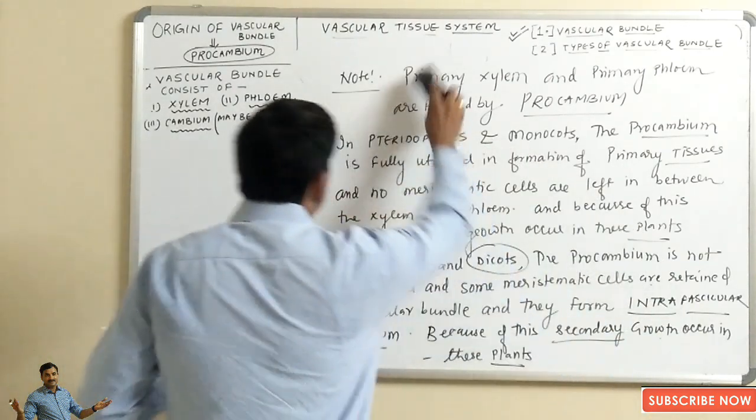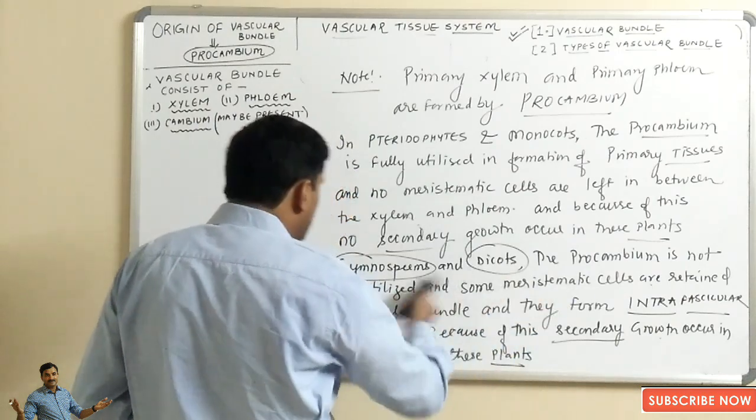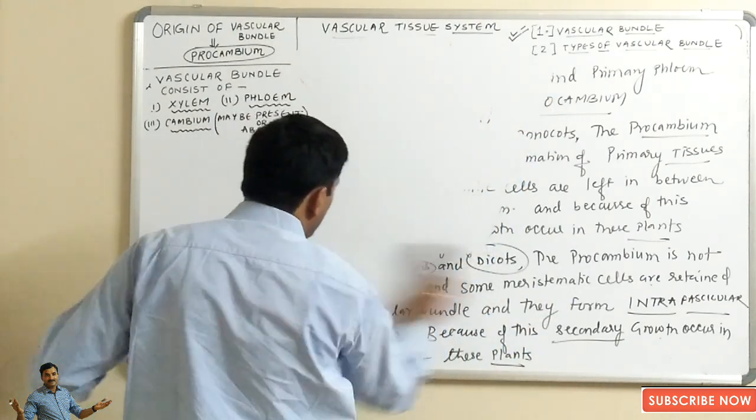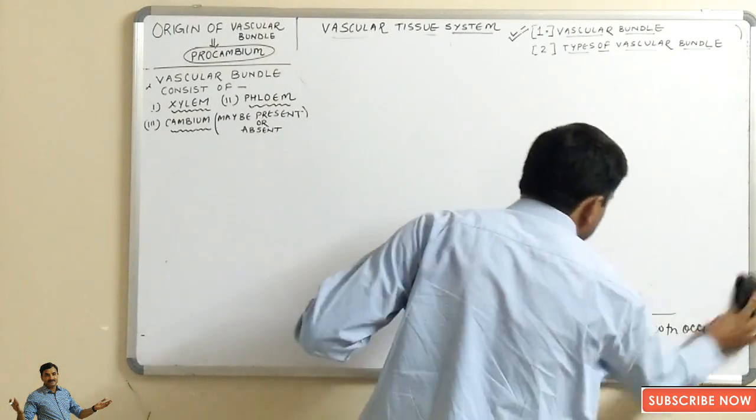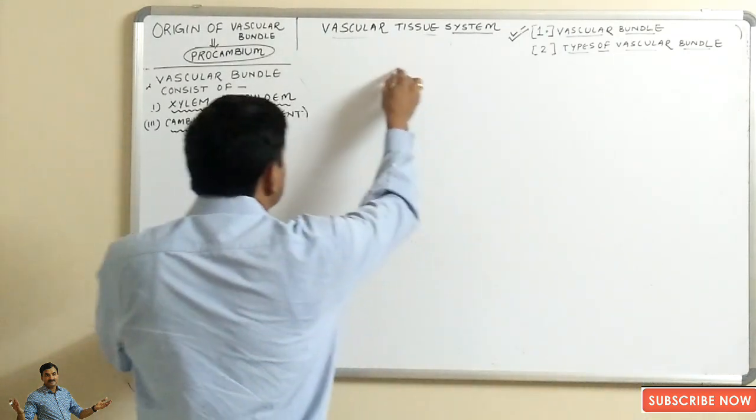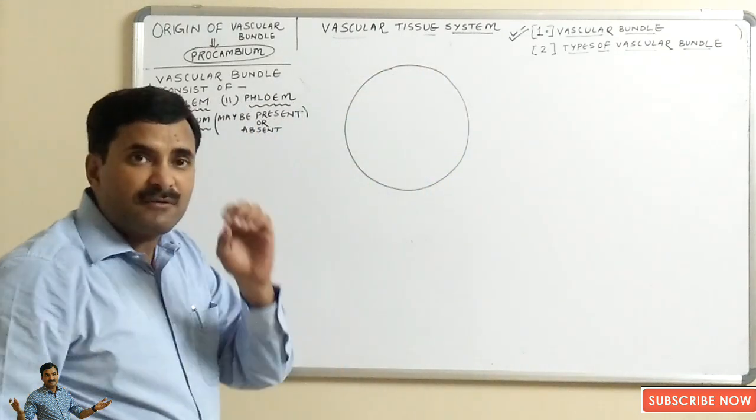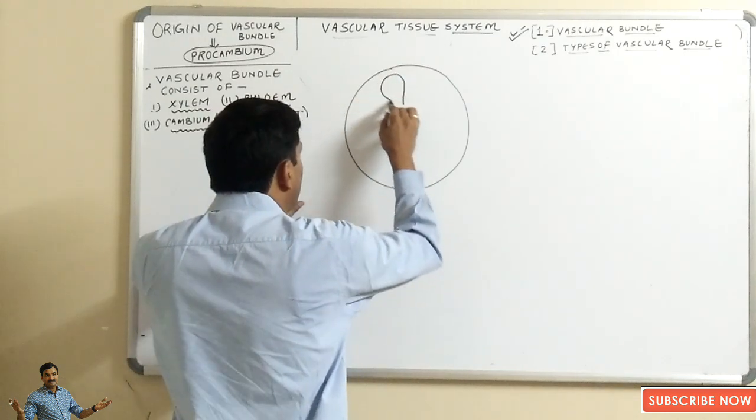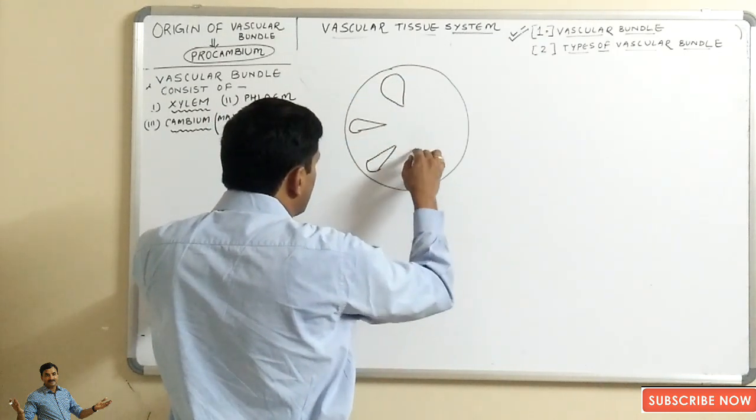Now, just now we have discussed the intrafascicular cambium. So where is the intrafascicular cambium? I will locate this with the help of a diagram also. You can see here, say this is the stele. You know very well that vascular bundles are present in the stele. Say I have made these vascular bundles. These are vascular bundles.